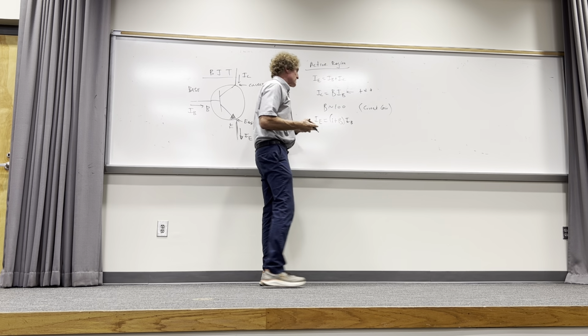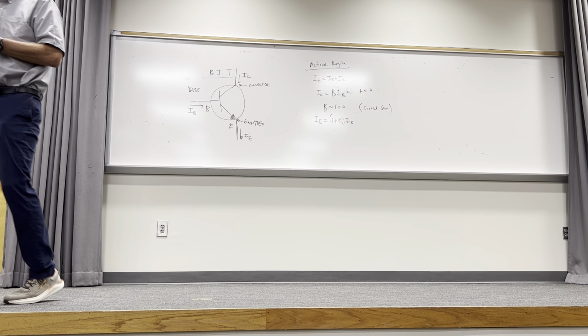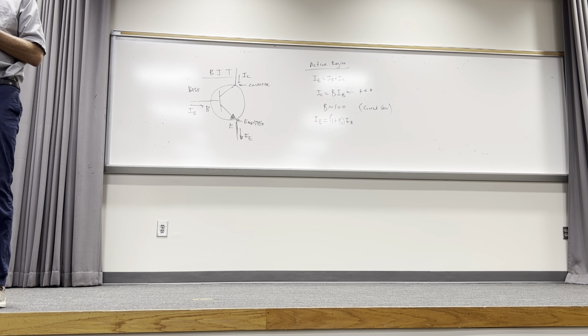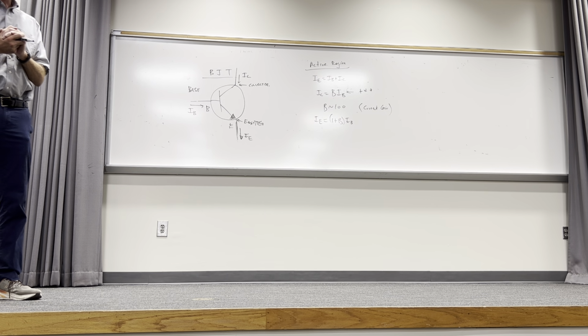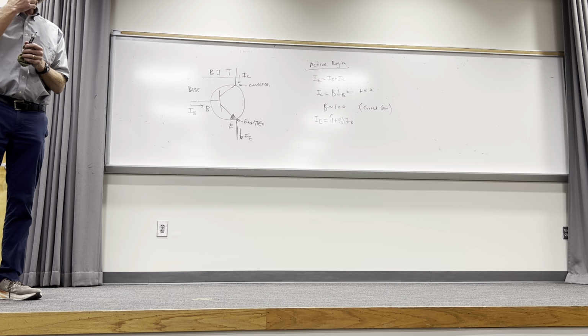Now, for all intents and purposes, for large values of beta, like 150, 200, I collector and I emitter are about the same. 100 times something versus 101 times something is about 100 times. With me? Just keep that in mind. You're going to see at some point in time, you're going to be dealing with systems that have these for what are called controllers.